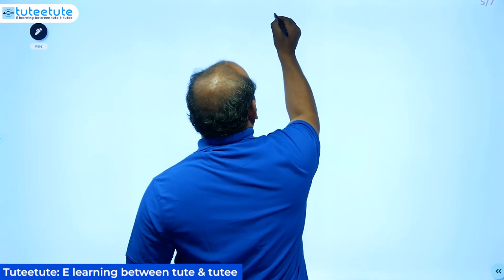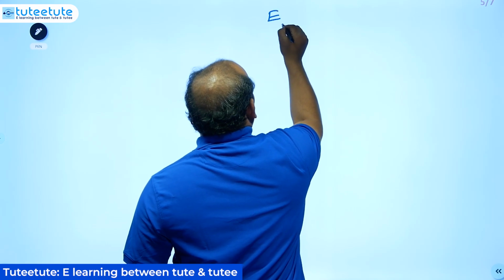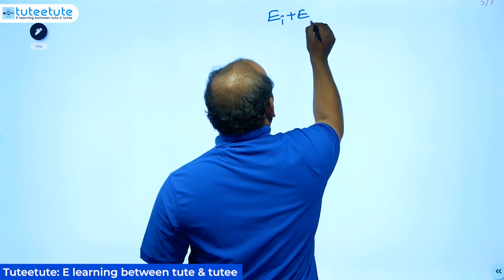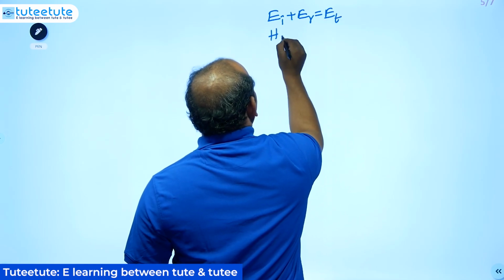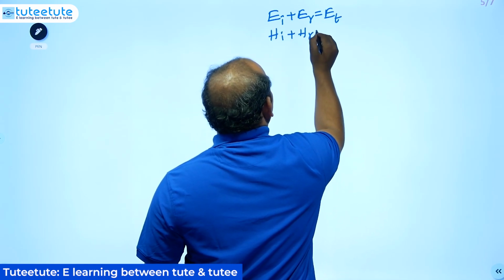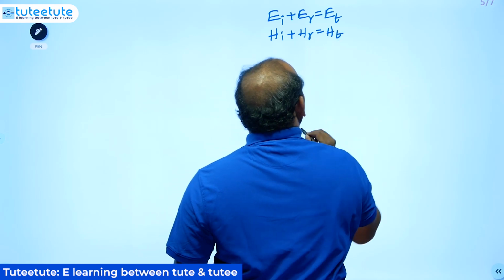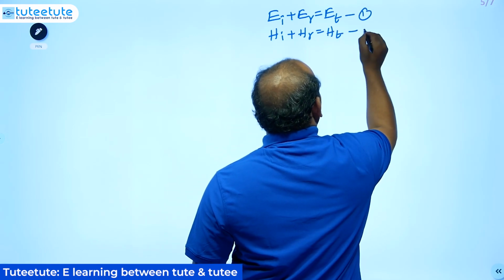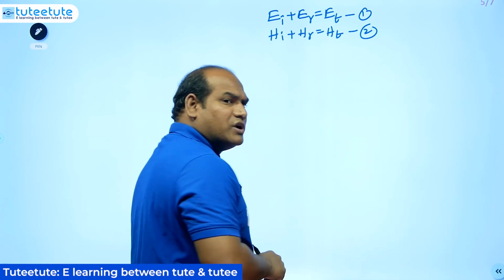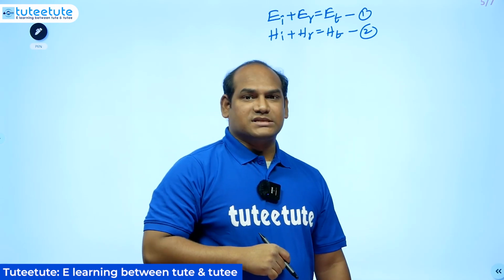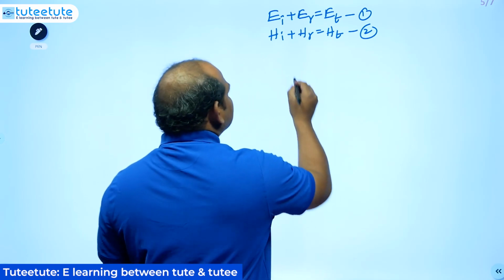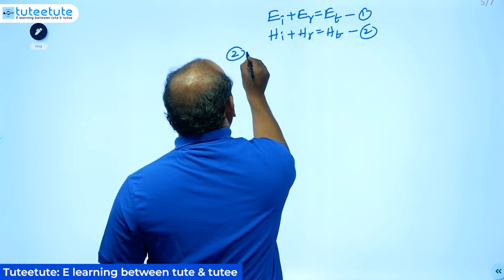Those equations I am writing once again. EI plus ER is equal to ET. Next we got HI plus HR is equal to HT. This is equation 1, this is equation 2 I am taking, and I am going to use the related equations of the impedances. Okay, so this equation 2, now I am modifying like this.